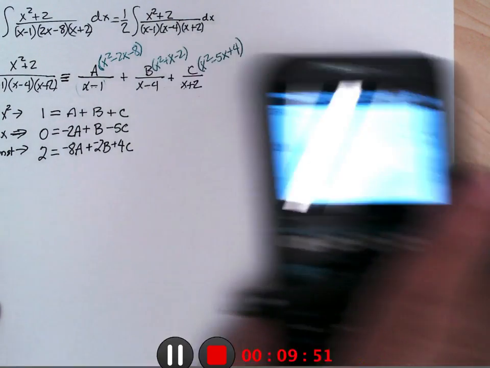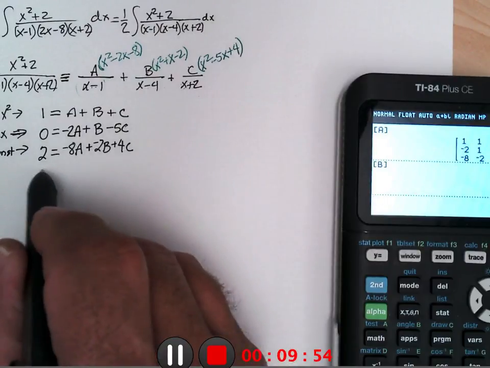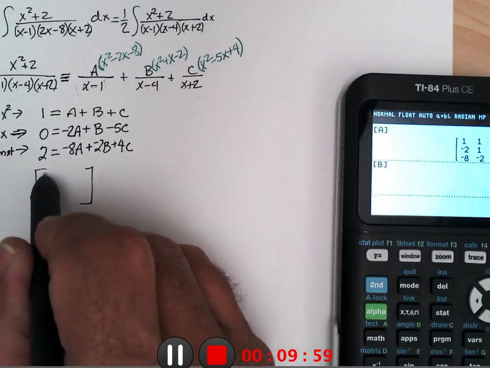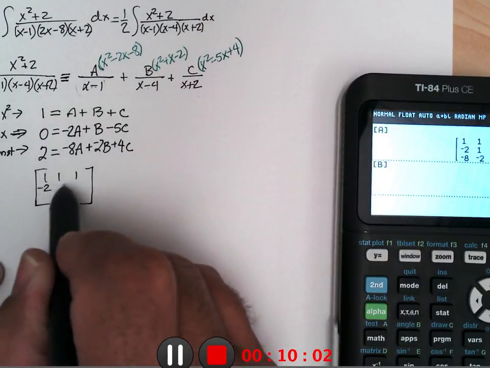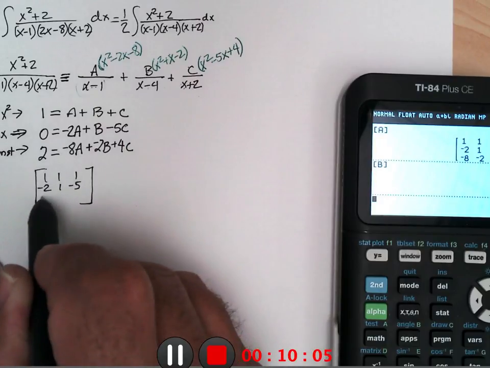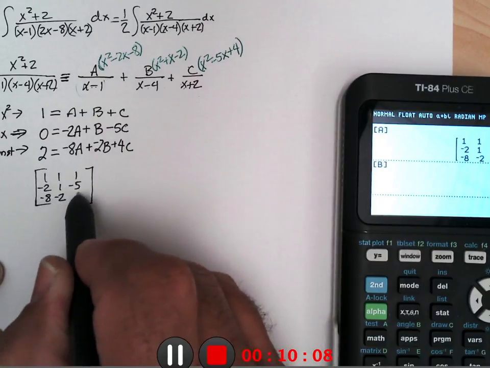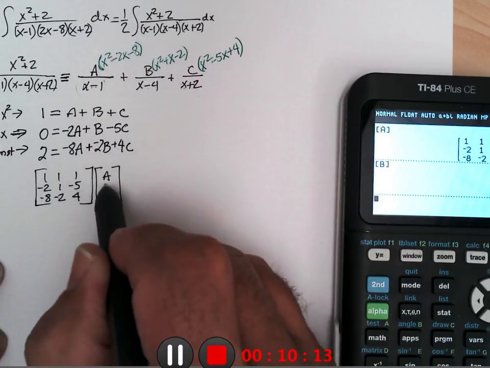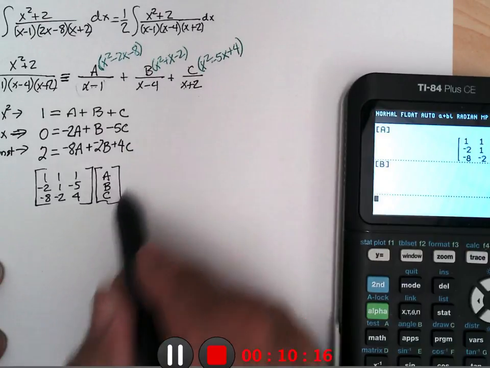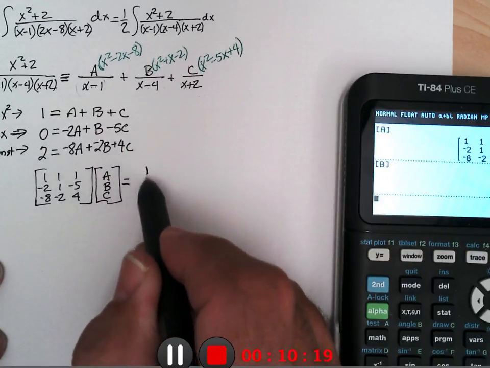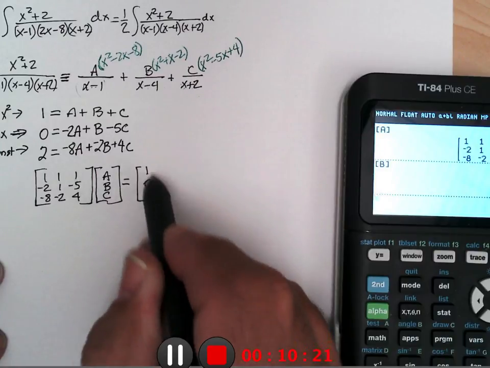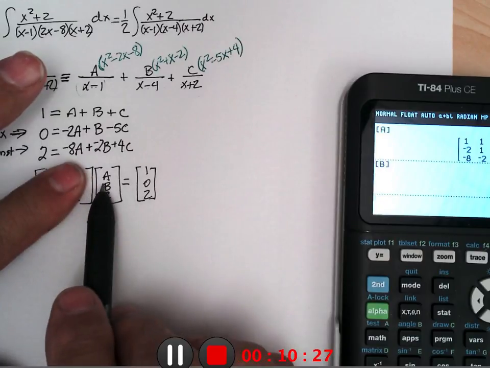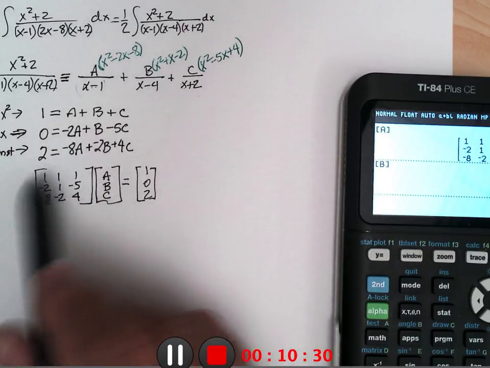Now, just a quick explanation. What I've just done is rewritten the system in matrix form. You don't need to know exactly how this all works. The coefficient matrix is 1, 1, 1, minus 2, 1, minus 5, and minus 8, minus 2, 4. Matrix multiplication is kind of weird, but it would be A, B, and C, my unknowns, equal to the 1, 0, 2 matrix. So it's kind of like an algebra 1 equation: a number times an unknown equals a number. To solve it, I have to undo this number, and undoing is an inverse.